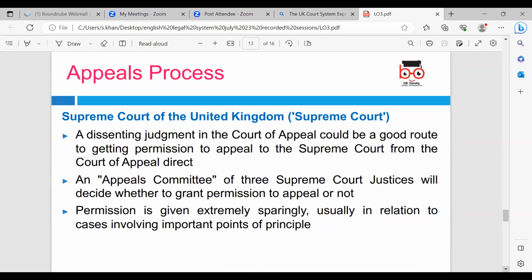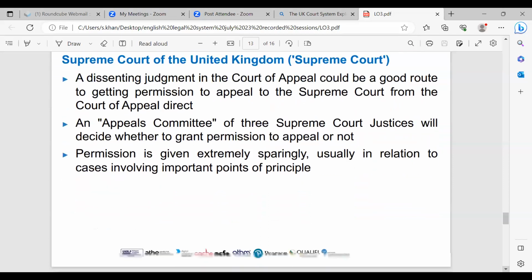So a dissenting judgment in the Court of Appeal could be a good route to getting permission to appeal to the Supreme Court directly from the Court of Appeal. An appeals committee of 3 Supreme Court justices will decide whether to grant permission to appeal or not. Permission is given extremely sparingly, usually in relation to cases involving important points of law.